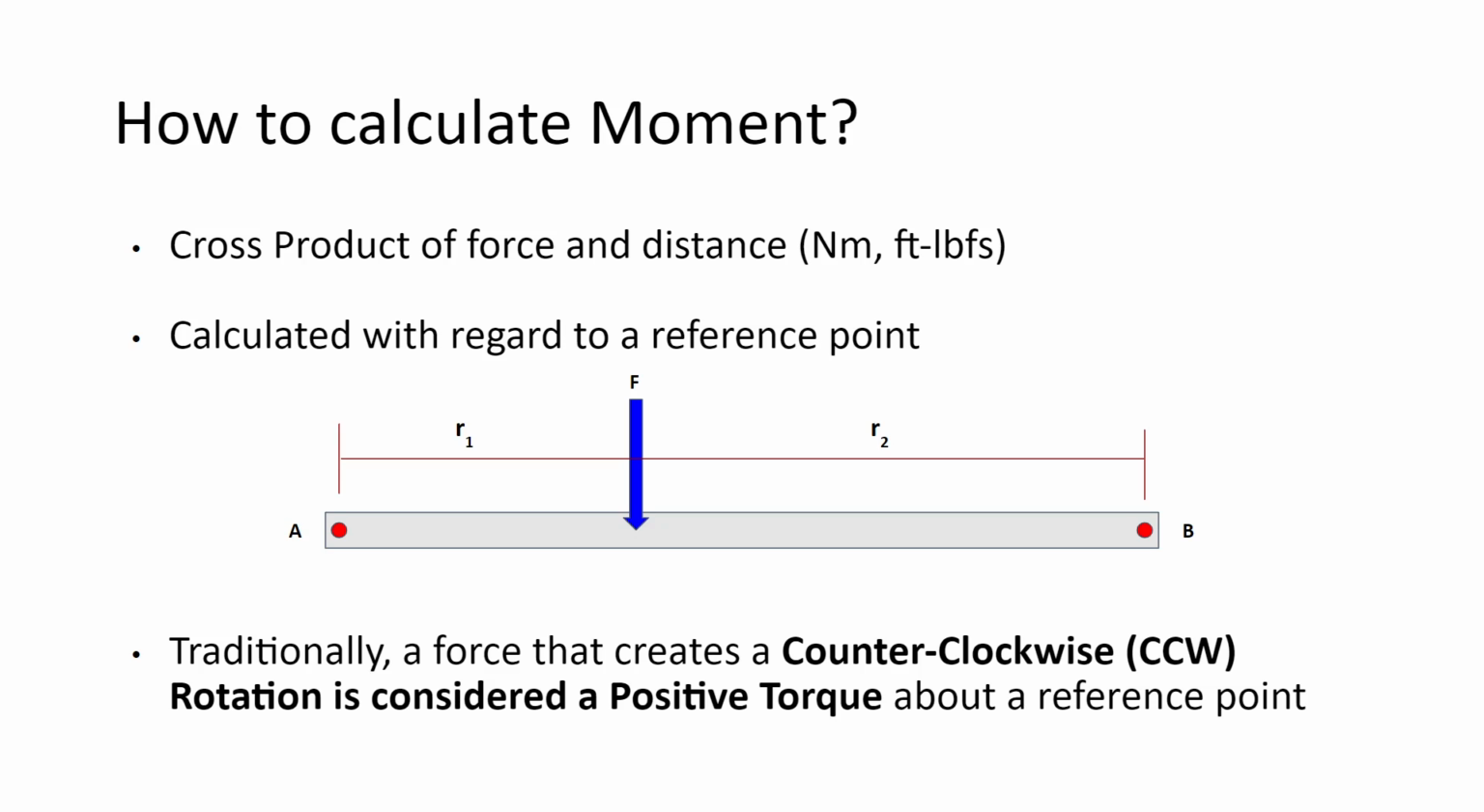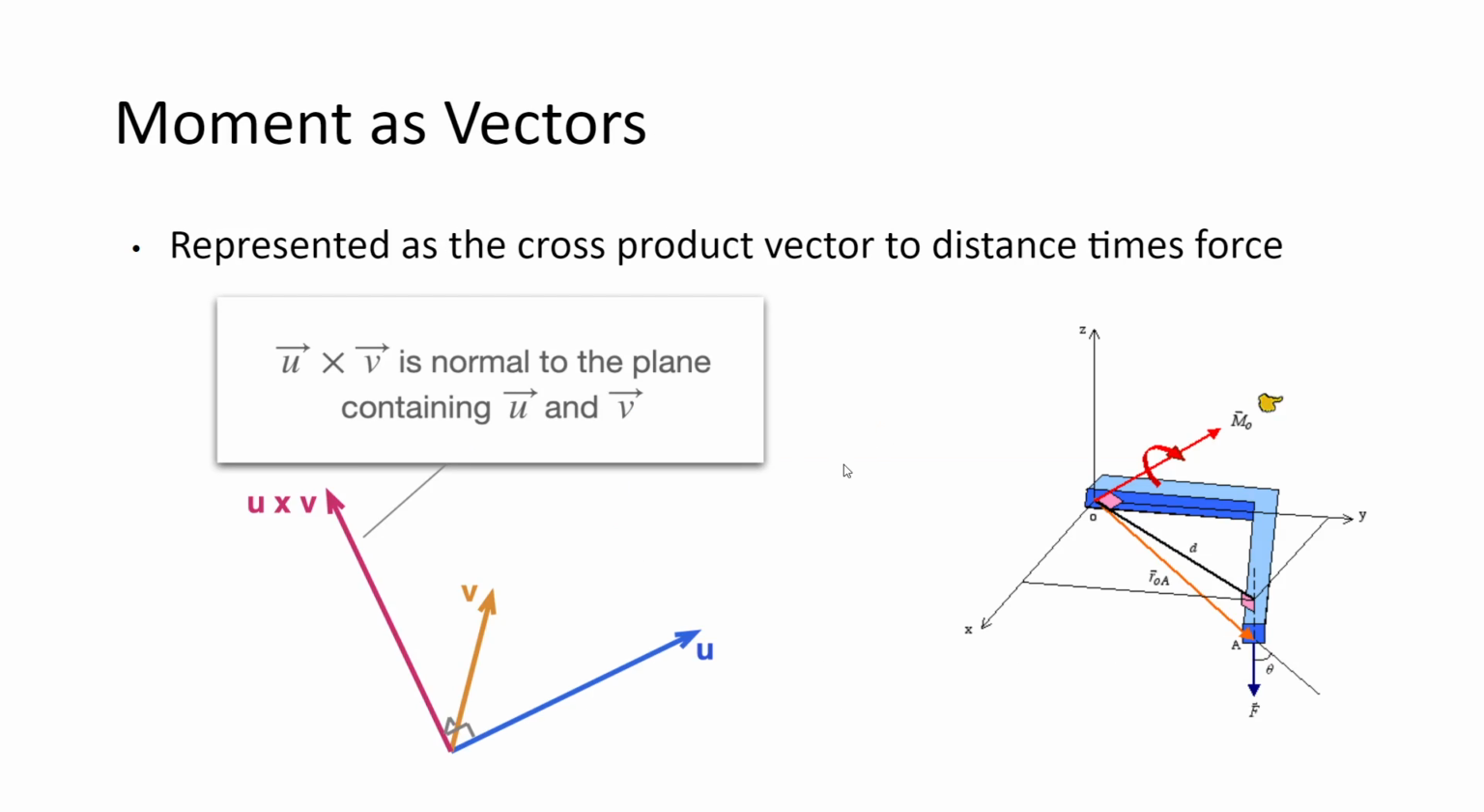You have to be consistent though, and you have to also know that when other people look at your work, they're going to be looking for standard conventions. And so standard convention is that a counterclockwise rotation or torque is a positive torque. Okay, so let's look at this more in depth.